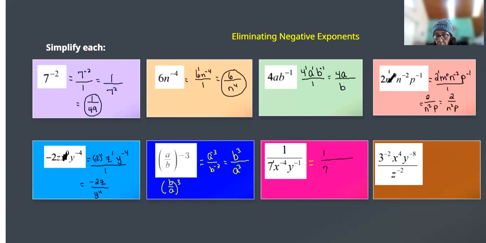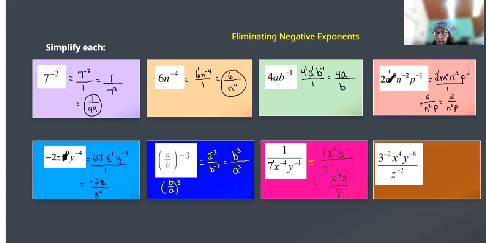X to the -4, that's a negative exponent. It's on the bottom, so we got to move it to the top. So now it's a +4. Y to the -1, it's on the bottom. I got to move it to the top. Now it's a +1. Or you can just write it as x to the 4th y over 7. You don't need to put the 1 out front.